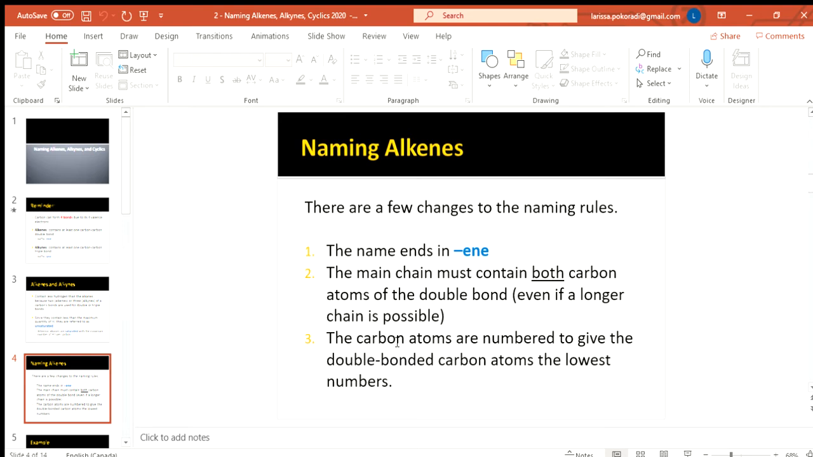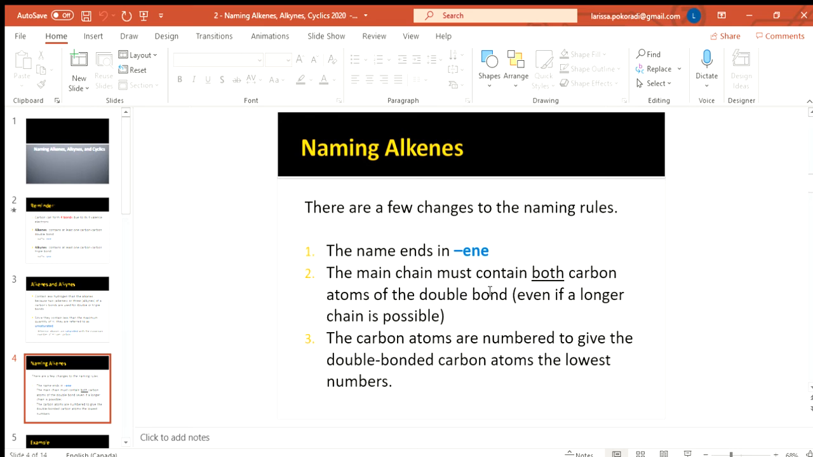Anyways, so how do we change those naming rules when we're looking at alkenes? Just a couple of things. So we already knew that our suffix was going to change to -ene. So that's how we know if we looked at the name of a molecule that there's somehow a double bond somewhere in that. We obviously have to look at the rest of the name to figure it out, but -ene would tell us we're dealing with an alkene.